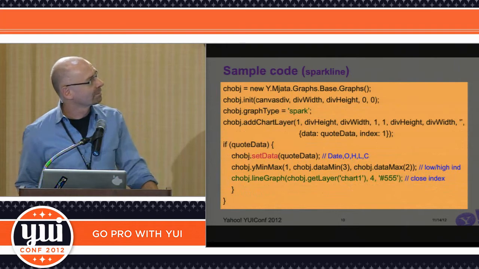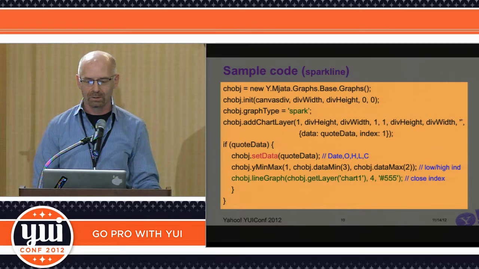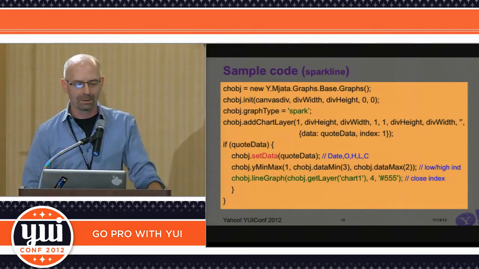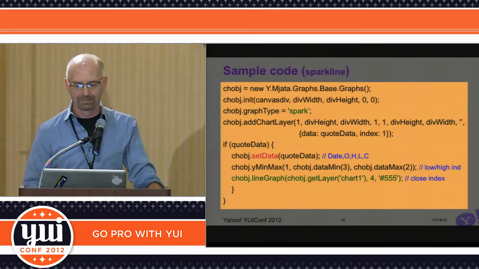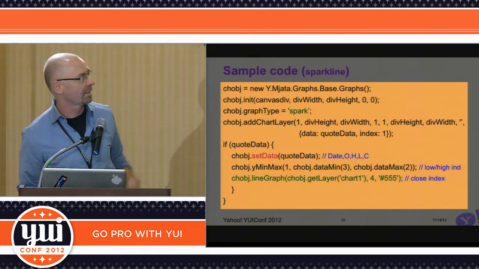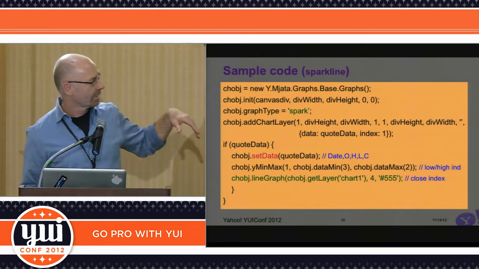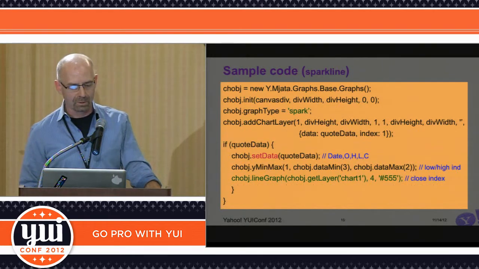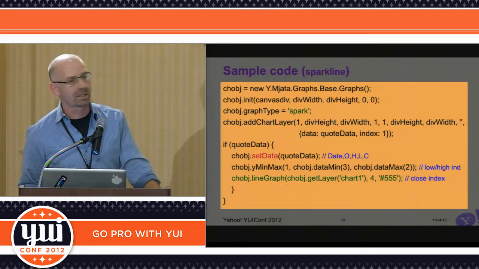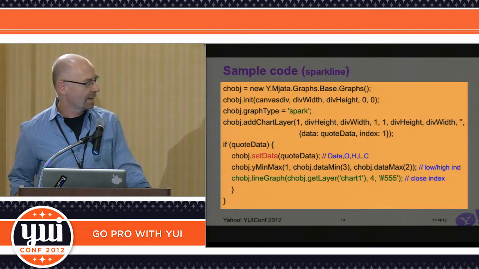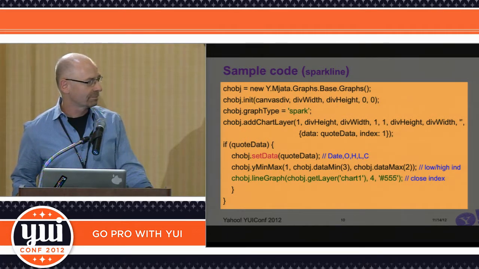Oh, wrong thing. So just some sample code. You can create the chart with the graph. You initialize the height and the width. You give it a graph type. In this case, this is just for drawing a spark line. It just shows you how easy it is. You add the layer, and you tell it what data you want to present. In this case, it's a spark line, so it's going to be just the basic quote data, price data, and you draw it.